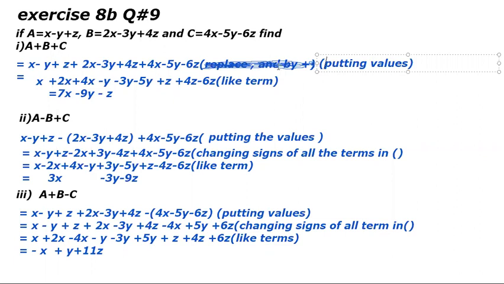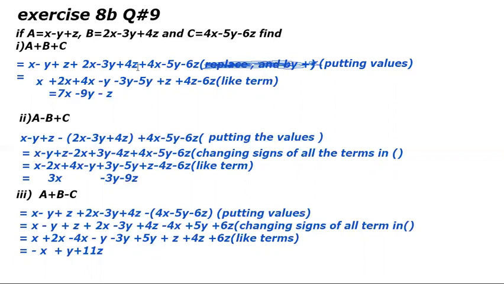Let's solve it. You can see that in the parentheses I have written putting values. The first step is putting the values of A, B, and C in horizontal form. The value of A is x minus y plus z, the value of B is 2x minus 3y plus 4z, and the value of C is 4x minus 5y minus 6z.